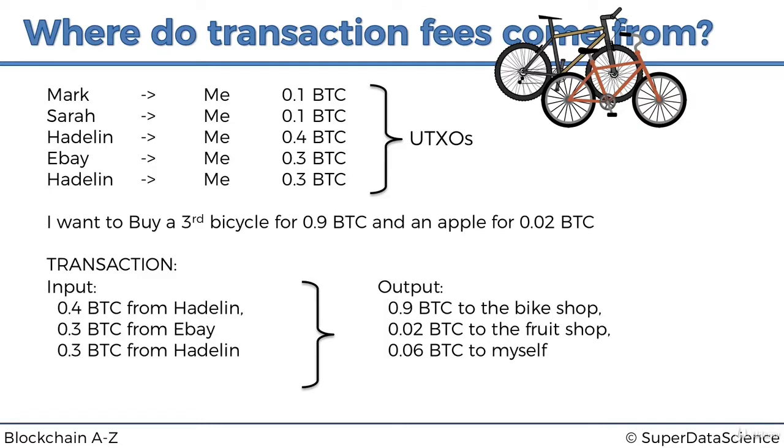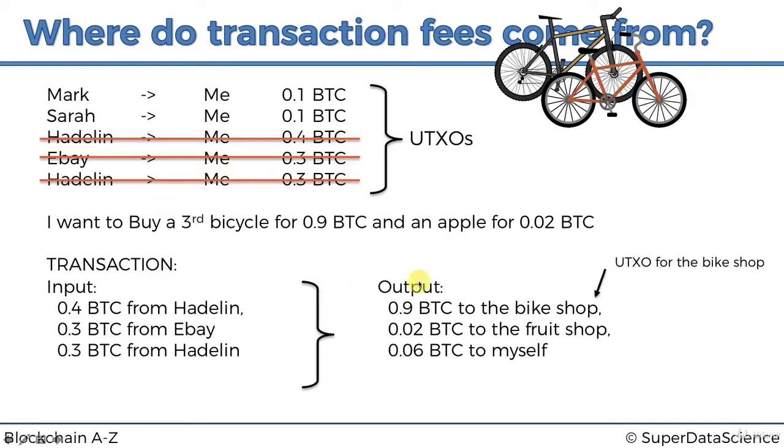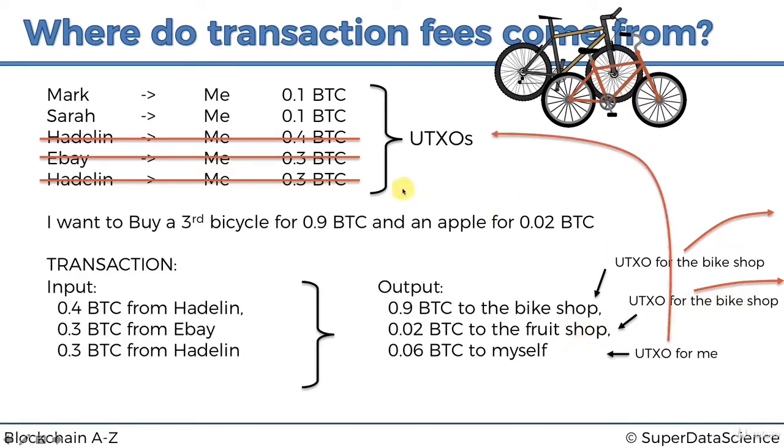So what happens from here? We've already learned that because these outputs have fed into this transaction, they no longer are UTXOs. There's no output that is left just hanging. It's taken up by this transaction. This one, same thing. This one, same thing. So we can just get rid of them out of our list of UTXOs. This amount will become a UTXO for the bike shop. This amount will become another one, not the bike shop, this should say fruit shop. This UTXO for the fruit shop, and this will be a UTXO for me. So it'll go into here.